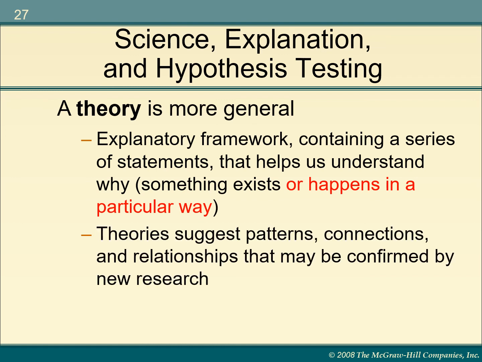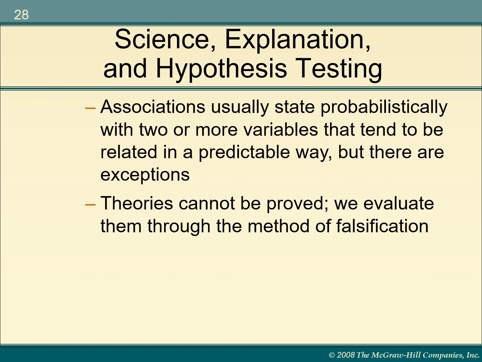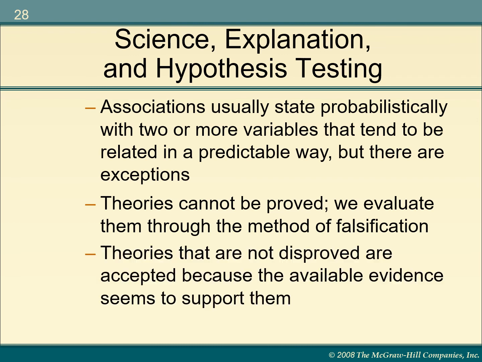Theory suggests patterns, connections, and relationships that may be confirmed by new research. Associations are usually stated probabilistically, with two or more variables that tend to be related. And these theories cannot be proved. We evaluate them through the method of falsification. And these theories that are not disproved are accepted because the available evidence seems to support them.